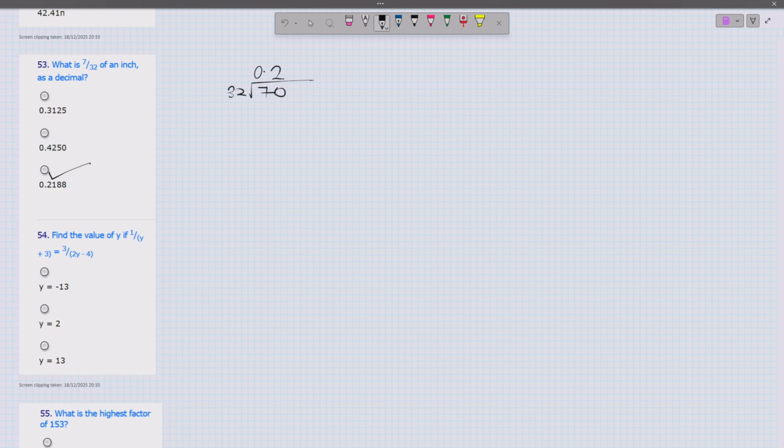So 2 times 32 is 64. So you have 64 here. 70 minus 64 will give you 6. Add 0 to it. 32 goes into 60 one time. So that is 32. 60 minus 32 will give you 28. You add 0 to it to get 280. 32 goes into 280 8 times, and it continues. So you get 0.2188.